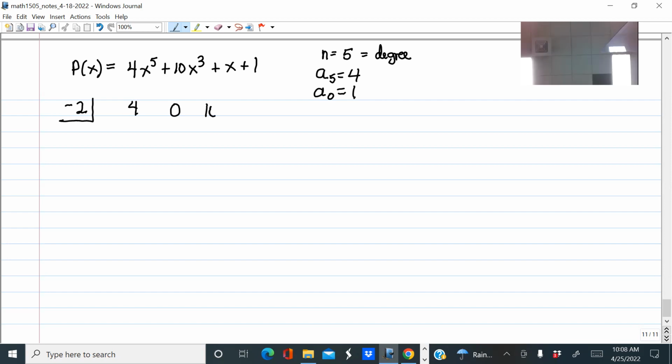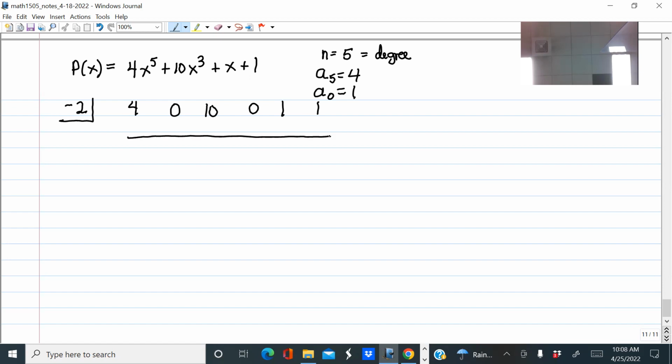Plus 10x cubed, right? And then notice again, you're missing an x squared term. So you have to supply that a coefficient of 0, and then a 1 for the x to the 1st power term, right? And then your constant coefficient, which is also 1.